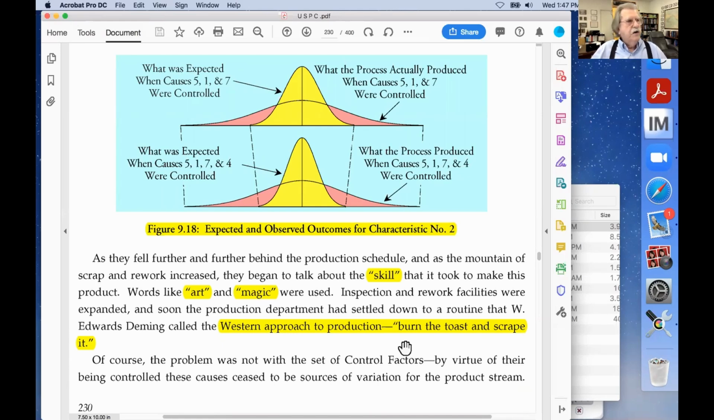And so immediately you start talking about the skill it takes to make this product. Words like art and magic are heard. And we settle down to the Western approach, burn the toast and scrape it, make enough toast, some of it scrape out and be good. Because we don't know what's going on.